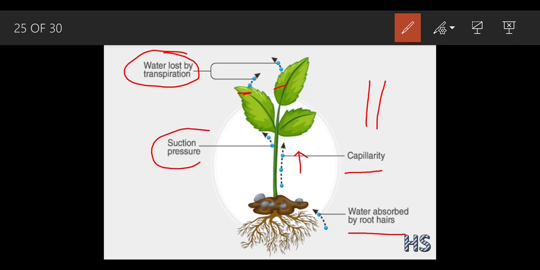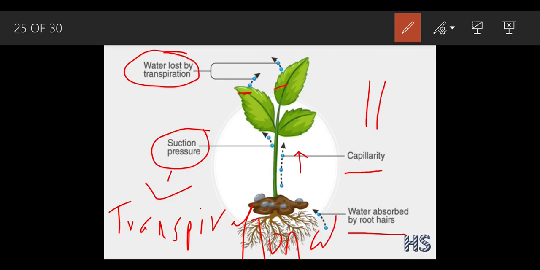And what is this suction pressure? Let's understand. This suction pressure is also called the transpirational pull. First we will understand that transpirational pull. Okay, in the exam they ask what is transpirational pull, so you can say the transpiration pull is also called this suction pressure.